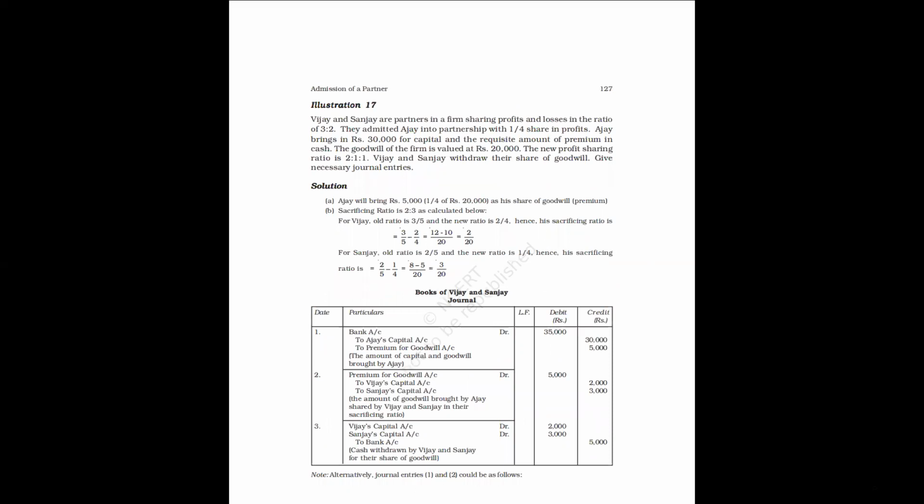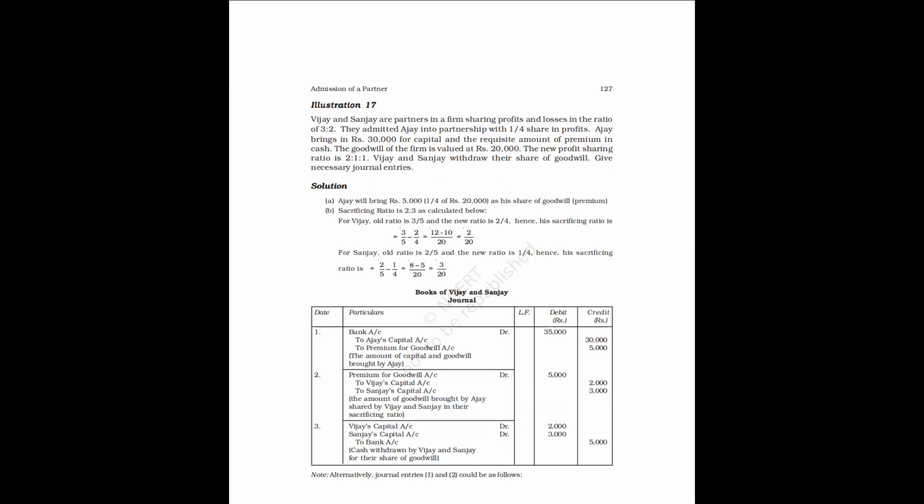Okay. See the next sum. Vijay and Sanjay are partners in a firm sharing profit and loss in the ratio of 3:2. They admitted Ajay into partnership with 1/4 share in profit. Ajay brings in 30,000 for capital and the required amount of premium in cash. The goodwill of the firm is valued at 20,000.